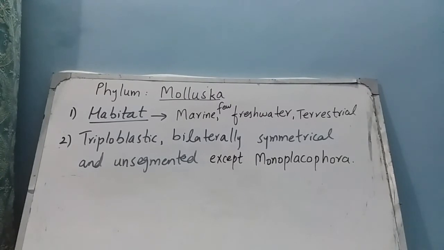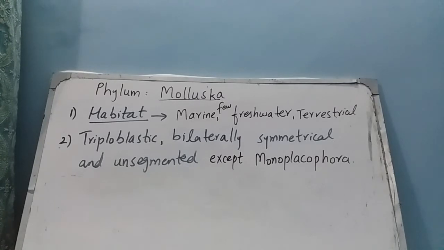Second point is mollusks are triploblastic. Triploblastic means that all three germ layers exist during the embryonic condition, that is ectoderm, mesoderm and endoderm. They show bilateral symmetry. It means that the body of a mollusk can be cut into two equal halves by only one plane, and they are unsegmented. Unsegmented means that they do not show segmentation except Monoplacophora.